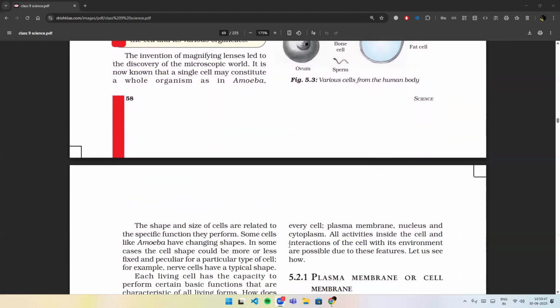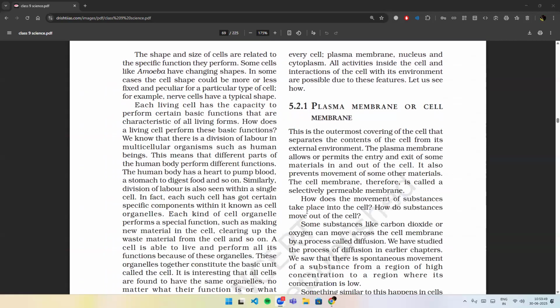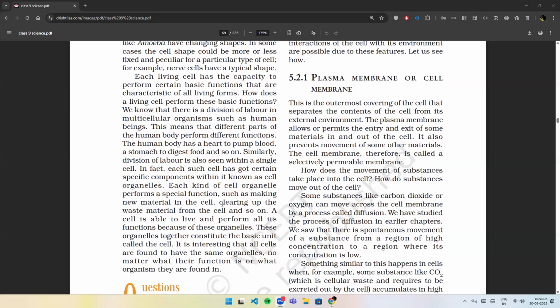The shape and size of cells are related to the specific function they perform. Some cells, like amoeba, have changing shapes. In some cases, the cell shape could be more or less fixed and peculiar for a particular type of cell. For example, nerve cells have a typical shape. Each living cell has the capacity to perform certain basic functions that are characteristic of all the living forms.